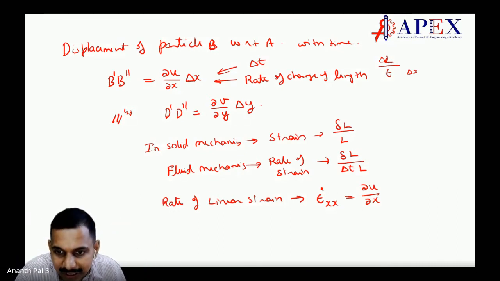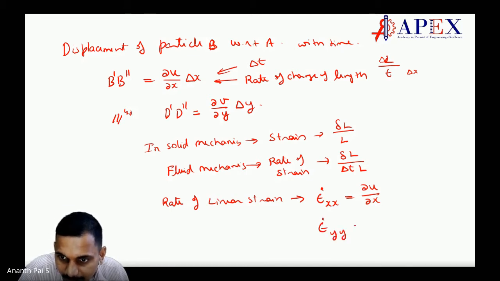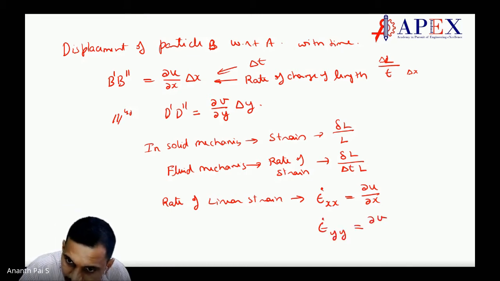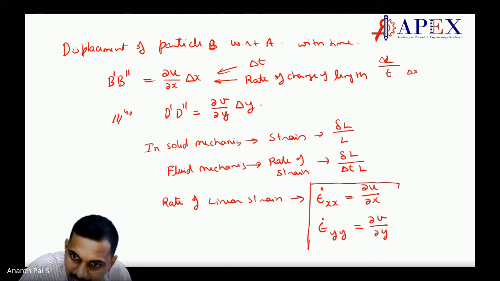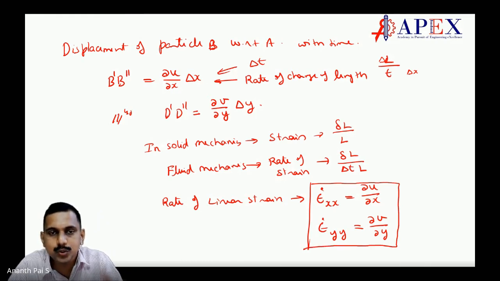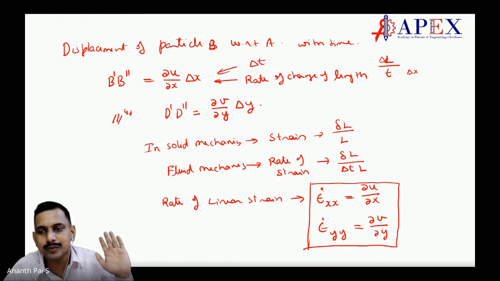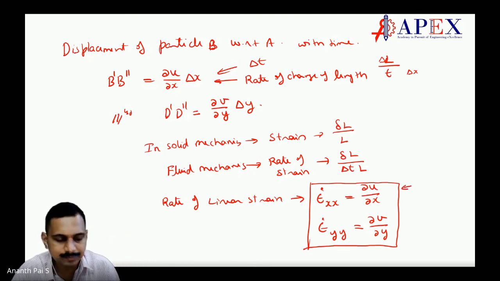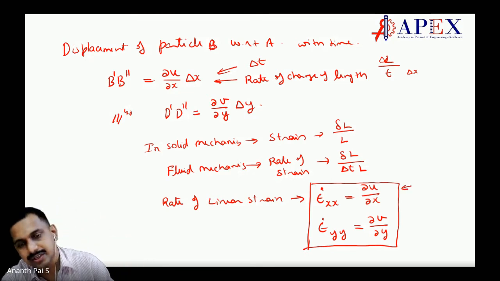So rate of linear strain is given by epsilon xx dot and epsilon yy dot, which is given as ∂u/∂x and ∂v/∂y. That is the result. Easy. This is about linear strain.